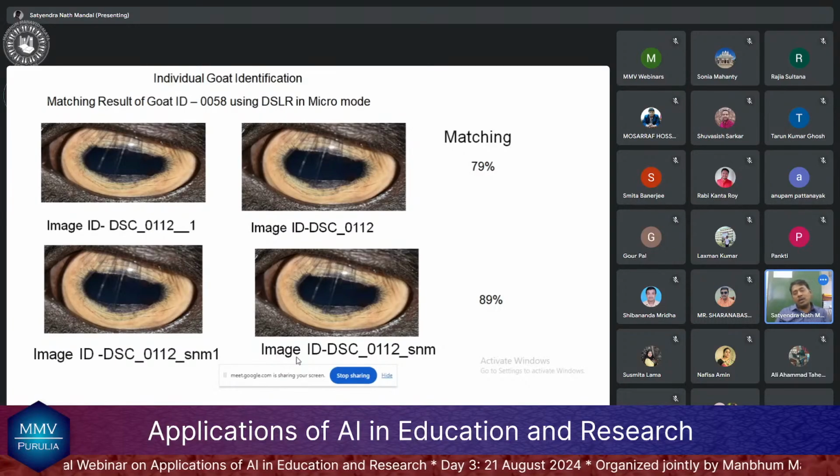And there is a huge gap between match and non-match. If we take multiple pictures from the same animal, they show matching accuracy. If we take two different animals, their matching accuracy is different. So in this concept, we can individually identify the goat using their iris.